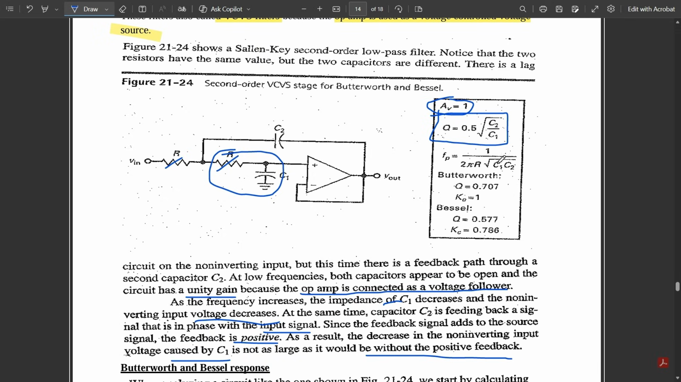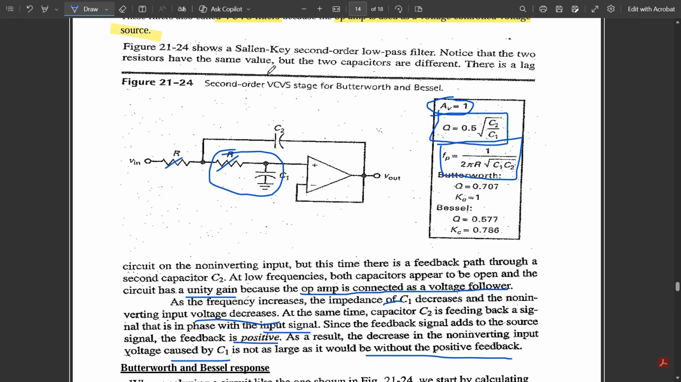So this is the Q value. It is constant for all the second order filters. It won't be changing at all, because in all the second order filters we have two resistors and two capacitors. Resistors would be of the same value and capacitors would be of different value. And the pole frequency is given in terms of f suffix p, that is 1 by 2 pi R into square root of C1 C2. So this is the formula to calculate the value of the pole frequency.